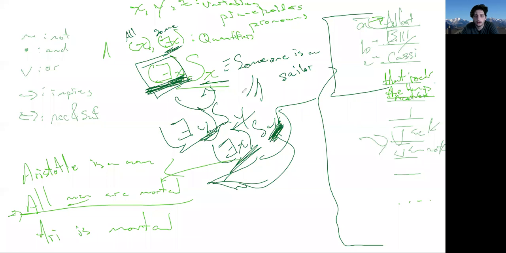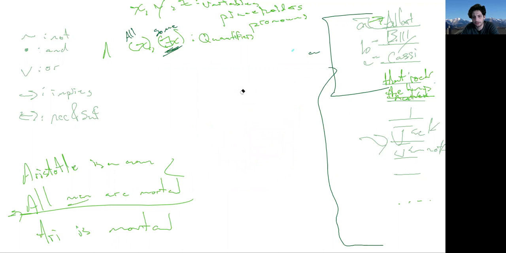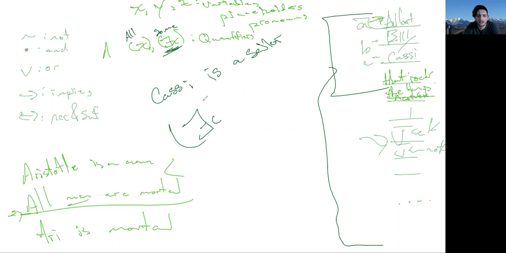Now, another important part of this, and something that I see people doing very often after first learning this stuff, is they'll be asked to translate something simple, like Cassie is a sailor, and they'll do something like this. That should be an obvious mistake, right? We were able to translate sentences like Cassie is a sailor without even getting into this quantifier business.